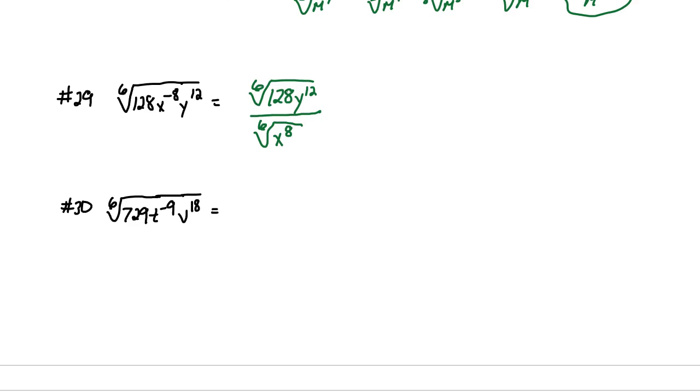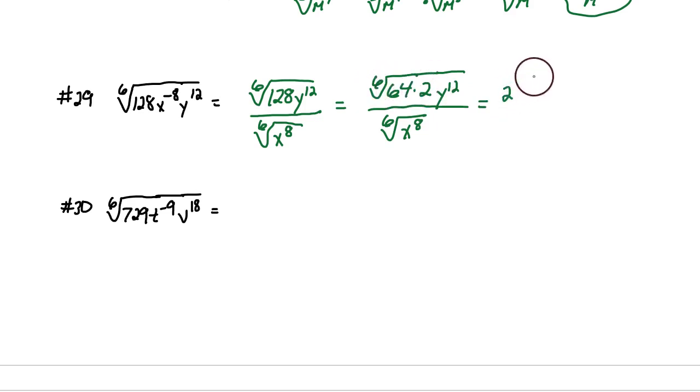128 is the same as 64 times 2. Does 64 have a perfect sixth root? It does. 64 is 2 to the 6th power. So let's rewrite the top as the sixth root of 64 times 2. And then for now, keep the y to the 12th in there. In the bottom, we'll keep that as it is right now. The sixth root of 64 is 2. The sixth root of y to the 12th is y squared. And then this 2 right here will leave inside the radical.